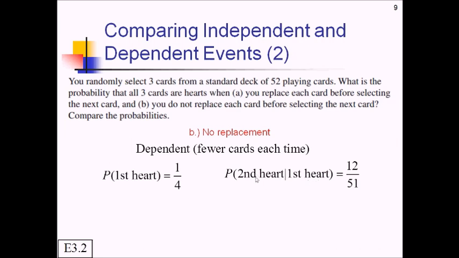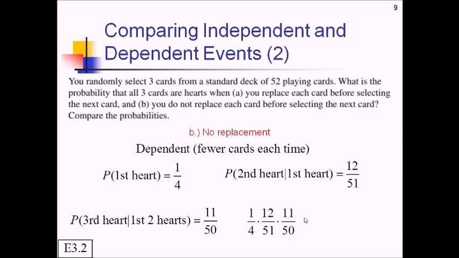How about the third heart? Well, if we take another heart away, now this is down to 11 out of 50. So the probability of the third heart, given that you've already gotten the first 2 hearts, 11 out of 50. Now to get the probability of all of these happening, we're going to multiply them together. So 1/4 times 12/51 times 11/50.